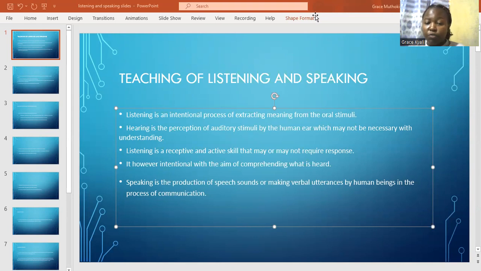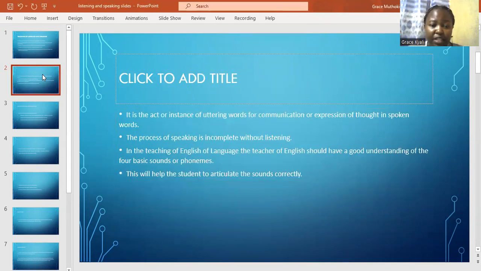Speaking is the production of speech sounds, not only sounds, but speech sounds, or making verbal utterances by human beings in the process of communication. It is the act or instance of uttering words for communication or expression. If not in spoken words, the process of speaking is incomplete without listening. How can a person speak without us listening?